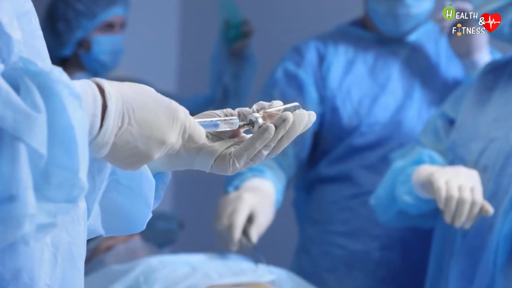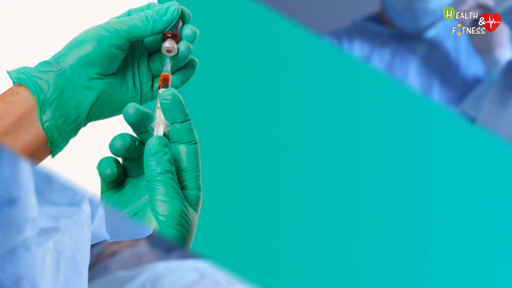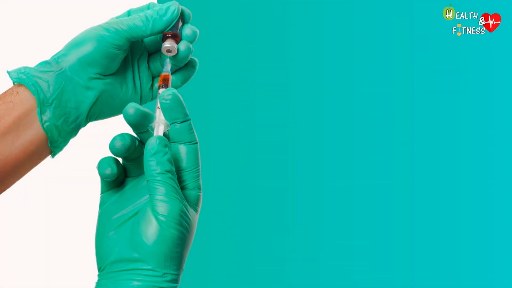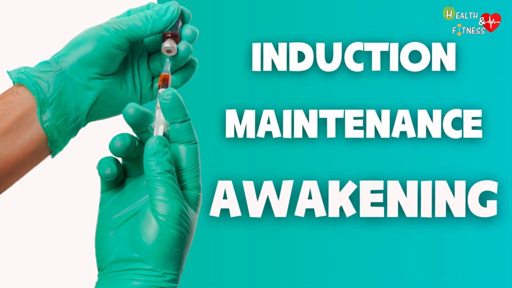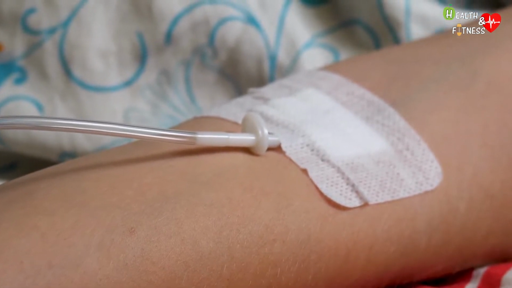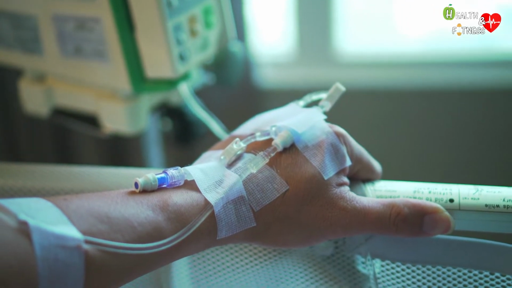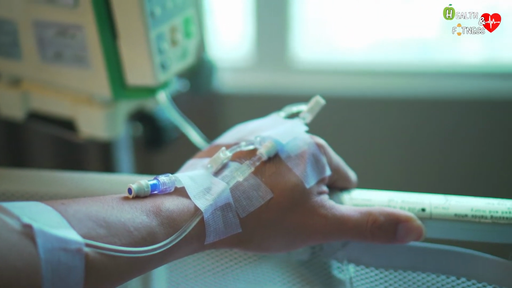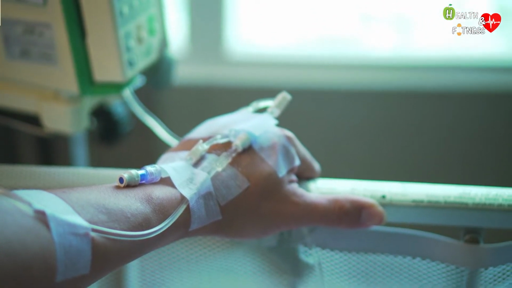In this video, we are going to see how general anesthesia works. General anesthesia can be divided into 3 stages: induction, maintenance, and awakening. Before surgery, a needle cannula is placed in the vein of the arm or in the back of the hand, a device that functions as a peripheral venous catheter, which allows the administration of tranquilizing and anxiolytic drugs.